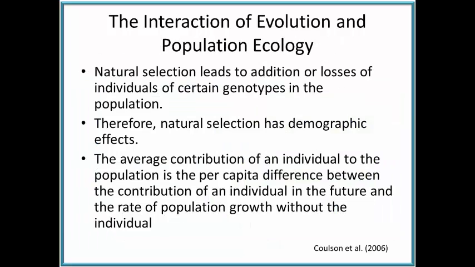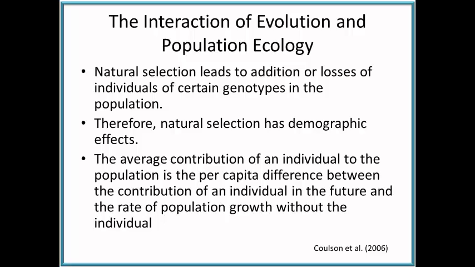Natural selection leads to the addition or losses of individuals of certain genotypes in the population. In other words, individuals that have characteristics that promote their survival and reproduction will be favored. Those that do not have those characteristics will be selected against. Therefore, natural selection has demographic effects.